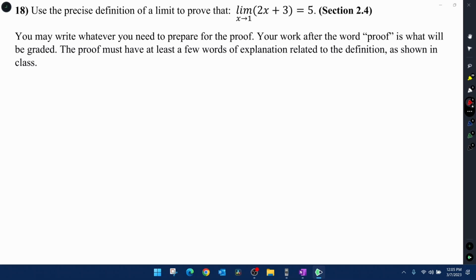I would like you to notice that I did save the best for last. When it says use the precise definition of a limit, this is a delta epsilon proof. Yes, we are going to use a delta epsilon proof to prove this limit, okay? Now, what does it say here? You may write whatever you need to prepare for the proof. Your work after the word proof is what will be graded. All right, here we go. Are you ready?